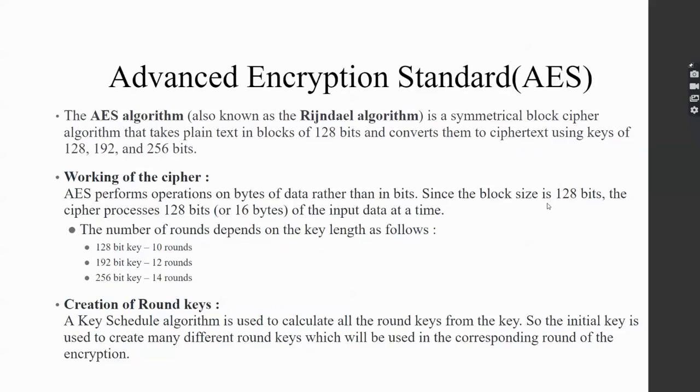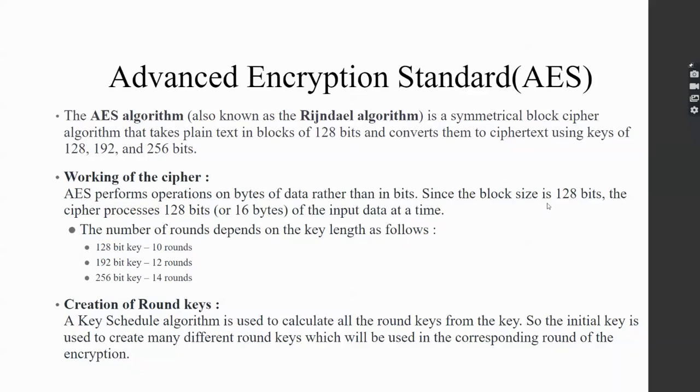Next slide. The Advanced Encryption Standard. The AES algorithm is a symmetric block cipher algorithm that takes plain text in blocks of 128 bits and converts them into ciphertext using keys of 128, 192, and 256 bits. The working of this cipher is that AES performs operations on bytes of data rather than bits. Since the block size is 128 bits, the cipher processes 128 bits of the input data at a time.